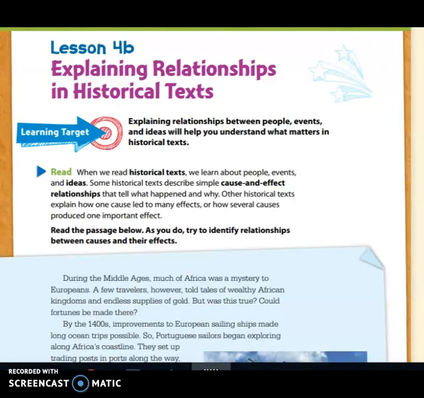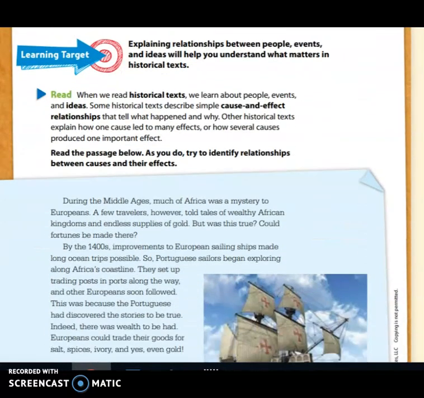So for today's vocabulary, the two words that we will be looking at are historical text and cause and effect relationships. A historical text is when we learn about people, events, and ideas. And cause-effect relationships tell what happened and why they happened. All right, so we're going to start off with the learning target today. Explaining relationships between people, events, and ideas will help you to understand what matters in historical texts.